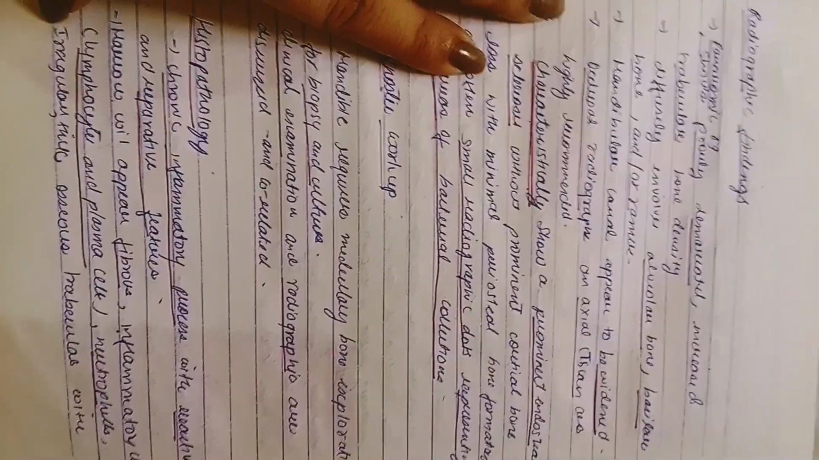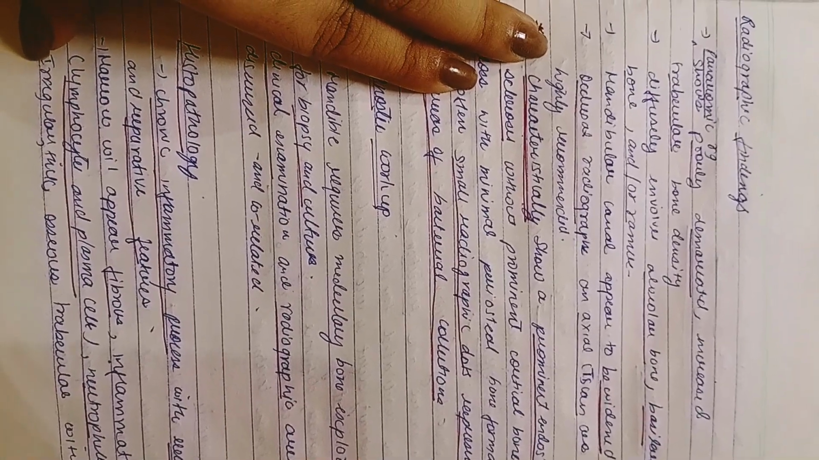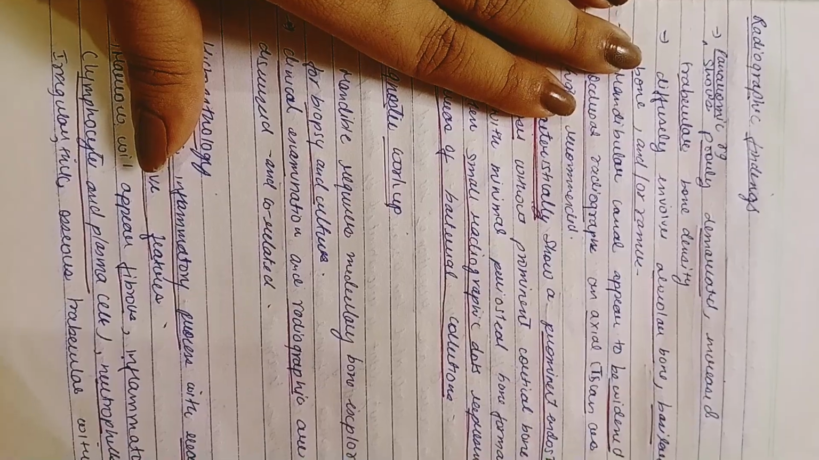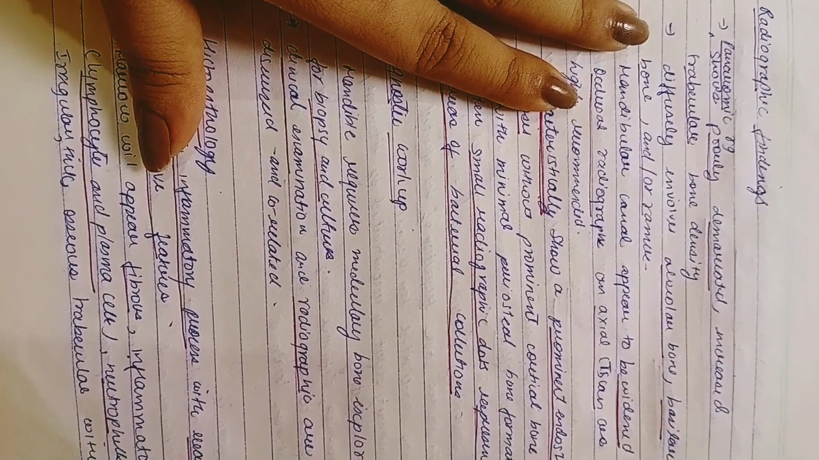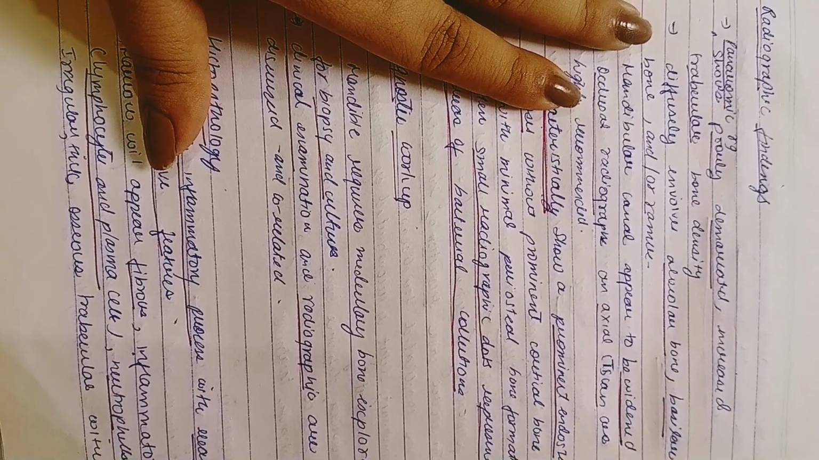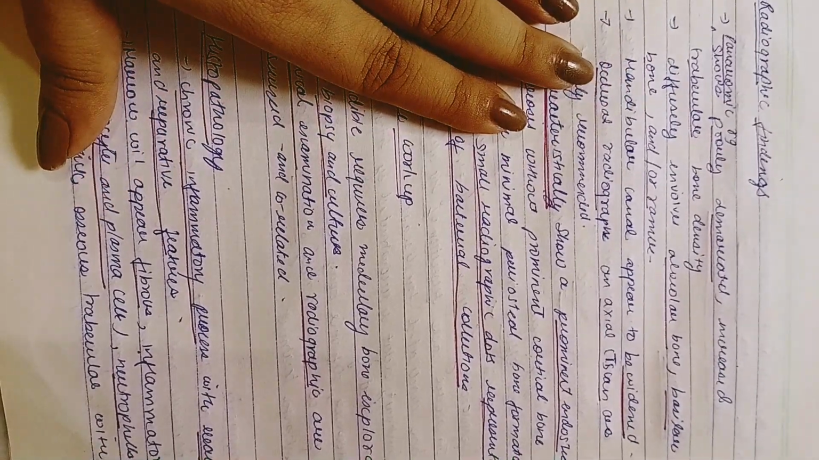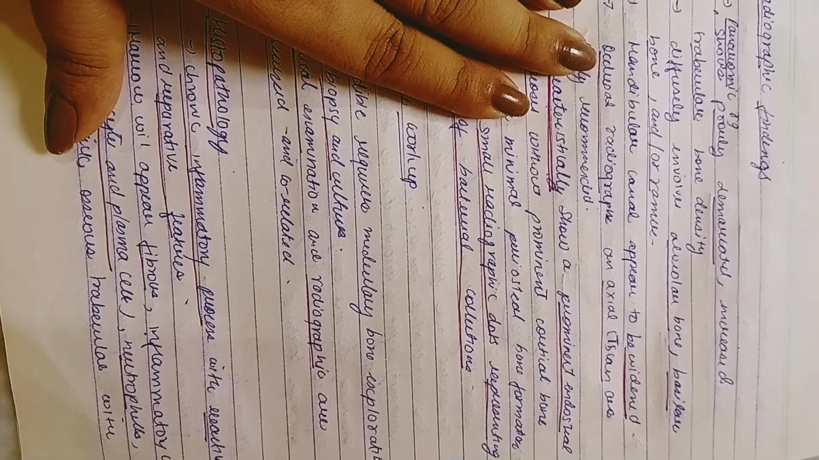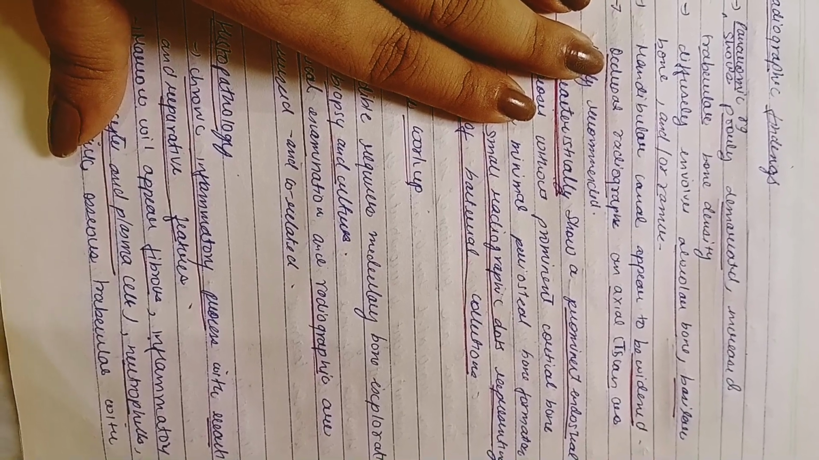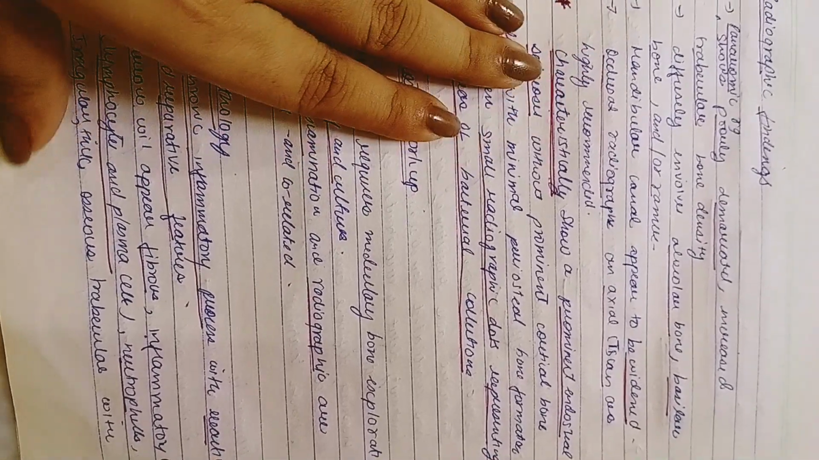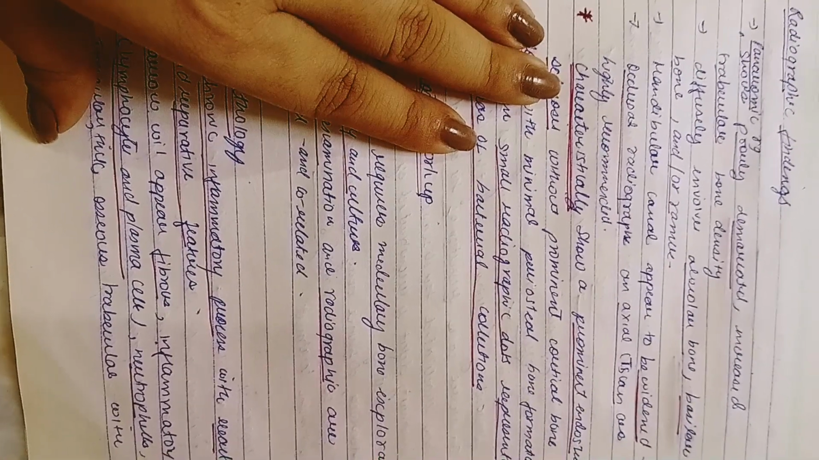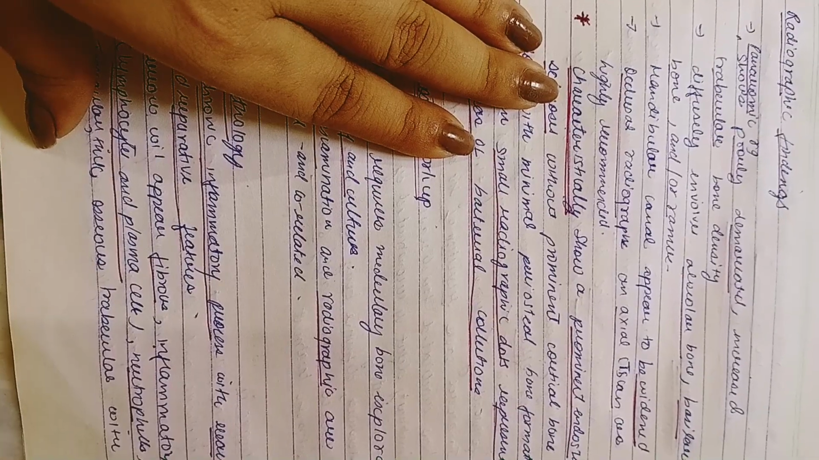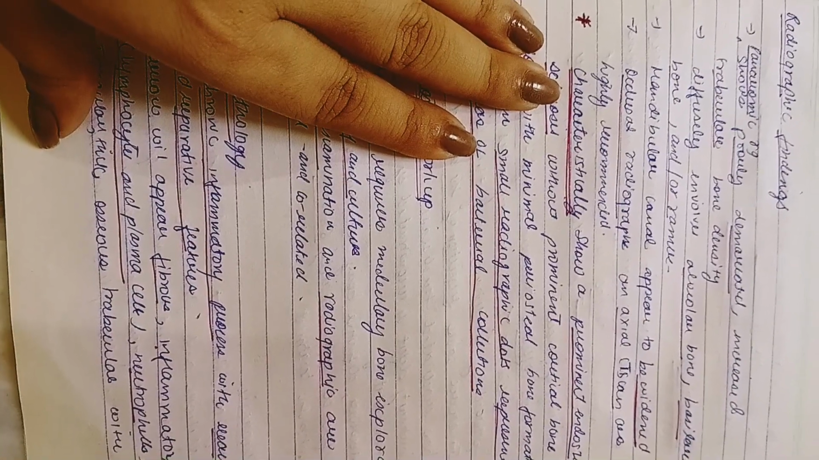Now coming to radiographic findings. Panoramic radiograph shows poorly demarcated increased trabecular bone density. Diffusely involves alveolar bone, basilar bone and/or ramus. And the mandibular canal appears to be widened. These are the radiographic findings when seen on panoramic radiograph.